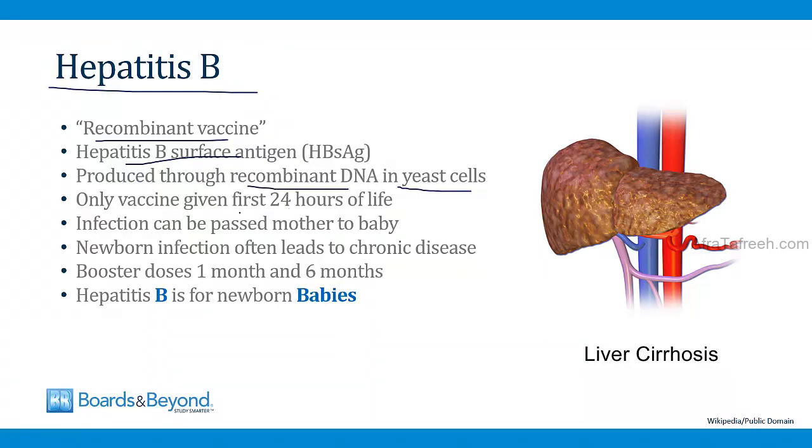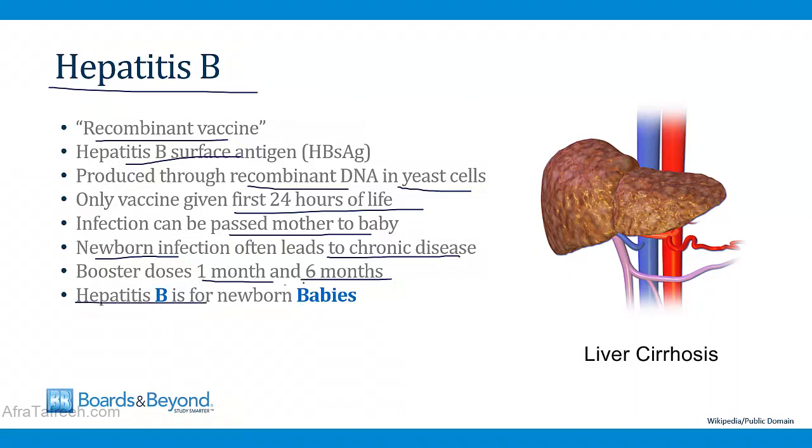It's the only vaccine given in the first 24 hours of life, and the reason for this is that potentially a mother who has hepatitis B can pass the infection on to the baby, and newborns who acquire the infection in this way from their mother almost always develop chronic hepatitis B and go on to develop cirrhosis. So for this reason, we give the hepatitis B vaccine at birth, followed by a booster dose at 1 month and 6 months. And the way you can remember that this vaccine is given at birth is that hepatitis B is for newborn babies. That's the way I've always remembered it.